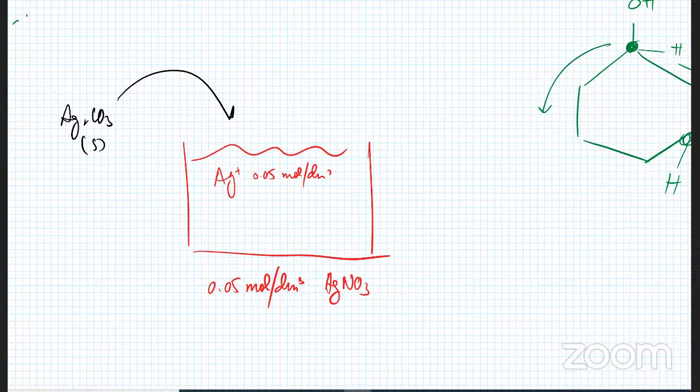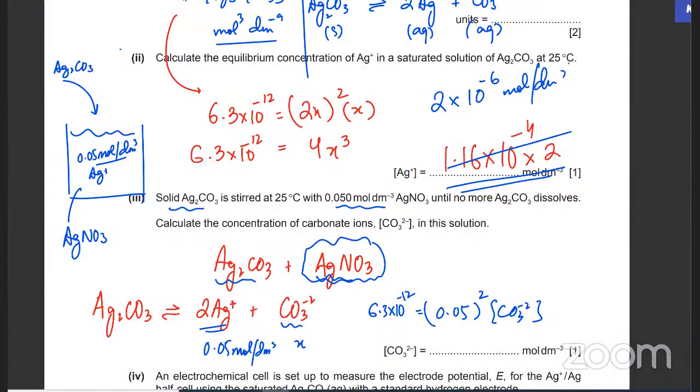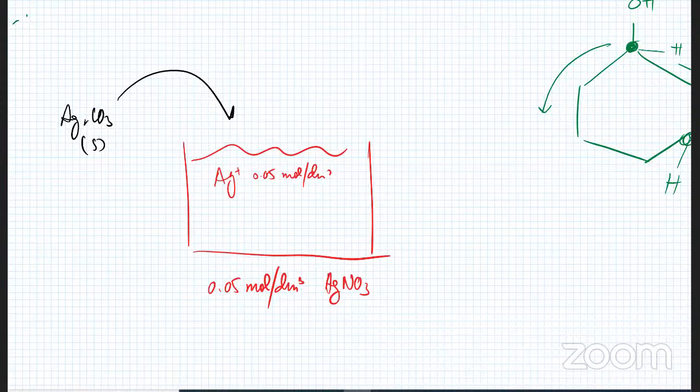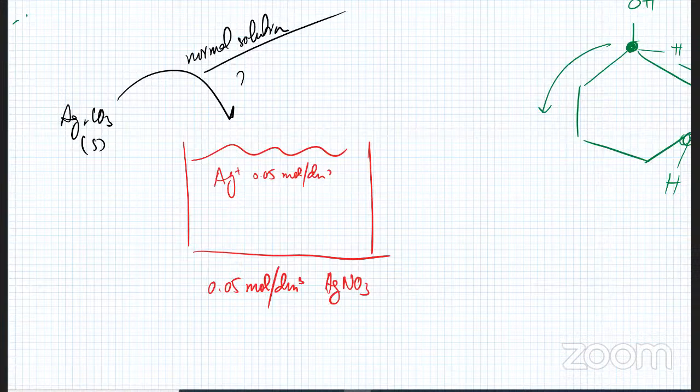The concentration is different. And we learned in the previous step that in a normal solution, the amount of silver ions that silver carbonate would produce is 1.16 into 10 to the minus 4 into 2. Whatever that number is, let's call that 2 into 10 to the minus 4. I just rounded off. So in a normal solution, if there were no silver ions, it's going to produce 2 into 10 to the minus 4 mole per dm cube of silver ions.